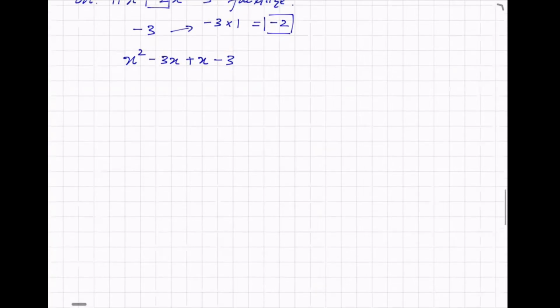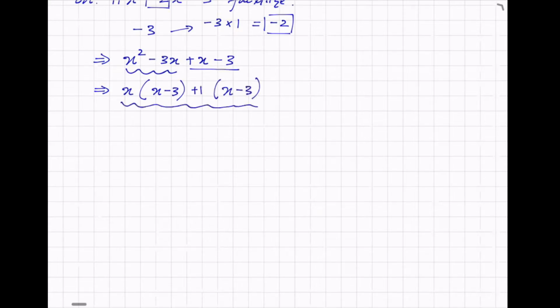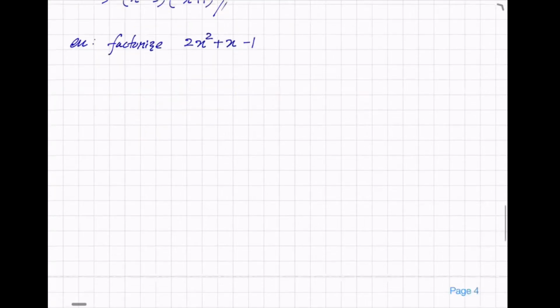Now you can take x out from here, then that would be x minus 3. Now here you have nothing common but 1. So x minus 3. So when you take the whole thing, you get x minus 3, and here you get x plus 1, and that would be the answer to that question.